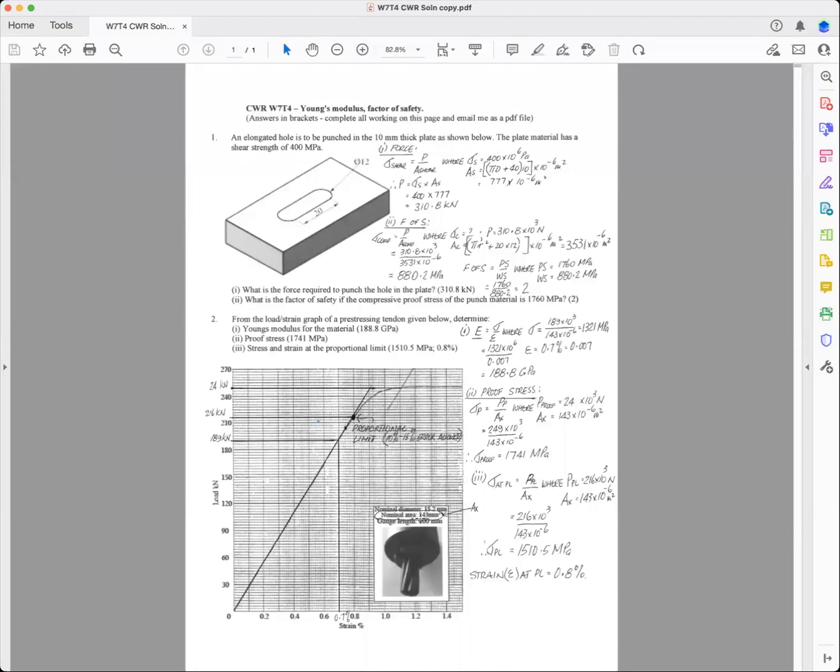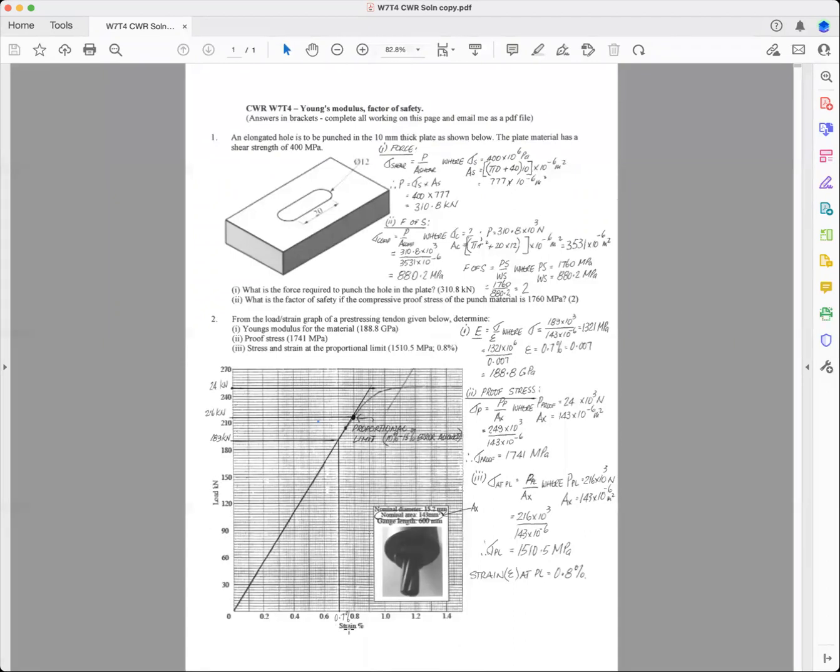The nominal area is the area of this cable, and it doesn't take into account the voids in it. And so because that's 143 millimeters squared, you've got to multiply that by 10 to the minus 6 to work out the cross-sectional area in meters squared. So that's one thing you've got to do.